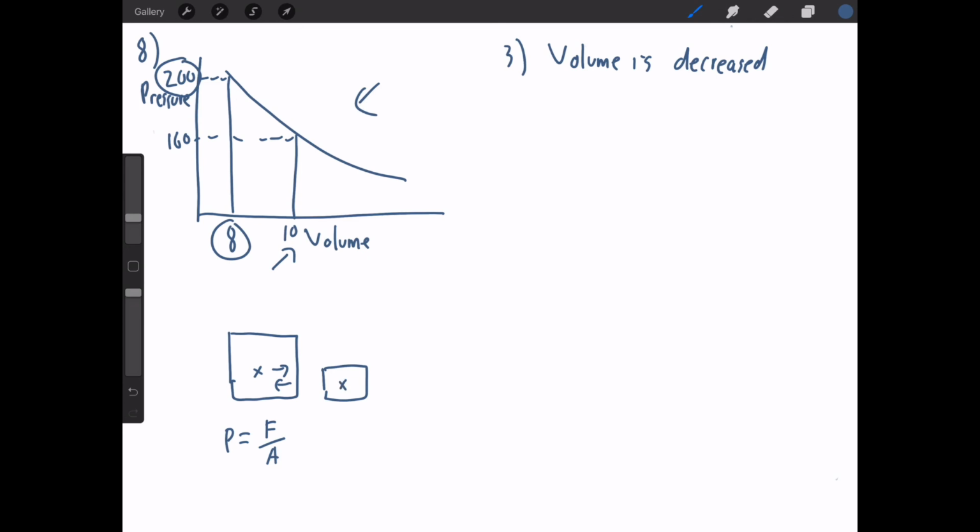Now, if I make the box smaller, it's going to bounce across these walls more frequently. So as the volume is decreased, we're going to get more frequent collisions. Not necessarily harder or faster collisions, because the speed of the particle is going to be the same. So we're going to get more frequent collisions with the wall. Each collision exerts a force.